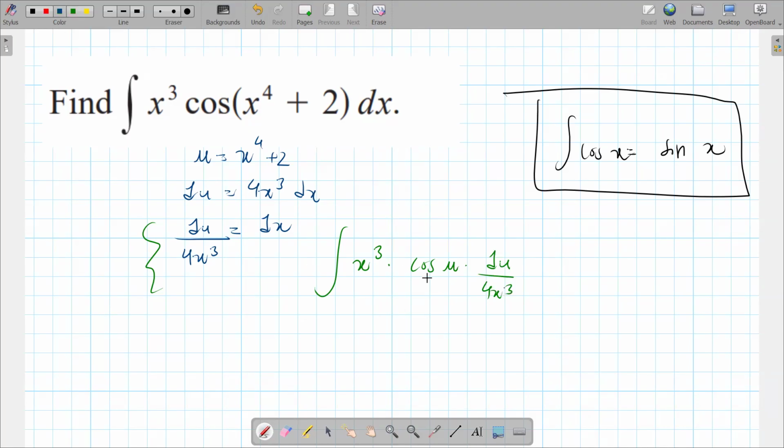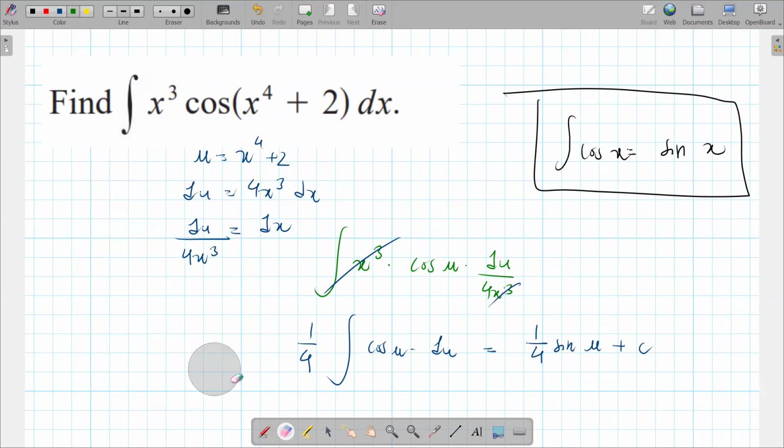From here, it's much easier. So x cubed, see you later. The 4, you can always pull it outside of the integral. Any constants, you can always pull it outside, so you don't even have to worry about it like that. What's the integral of cosine? It's sine. So your answer is 1 over 4 sine u plus c. Remember, for indefinite integrals, when there's no bounds, you always have to add a plus c.